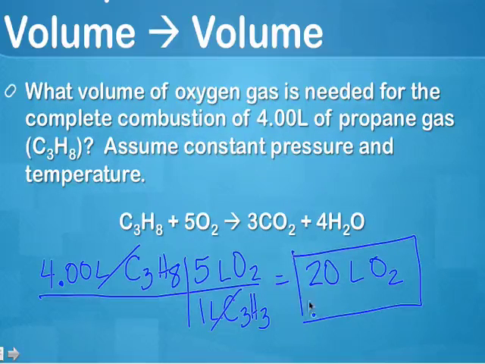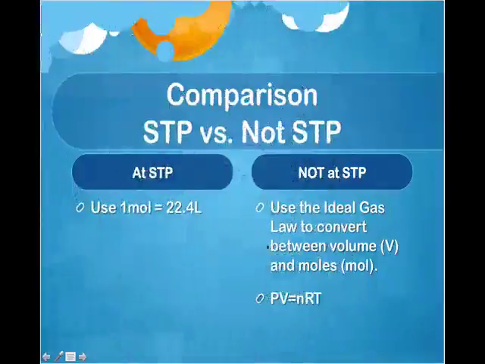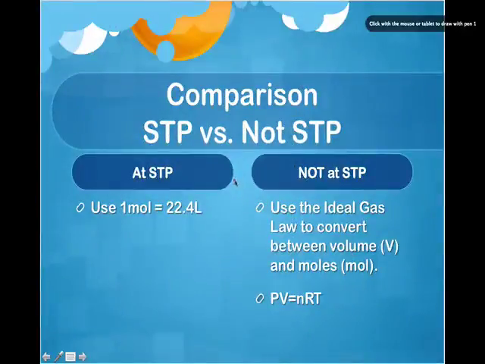Your volume to volume problems are very simple, straightforward. They only require one step. The other 2 are not quite as simple. They require more math and the molar masses and all of that good stuff that we're used to with stoichiometry.